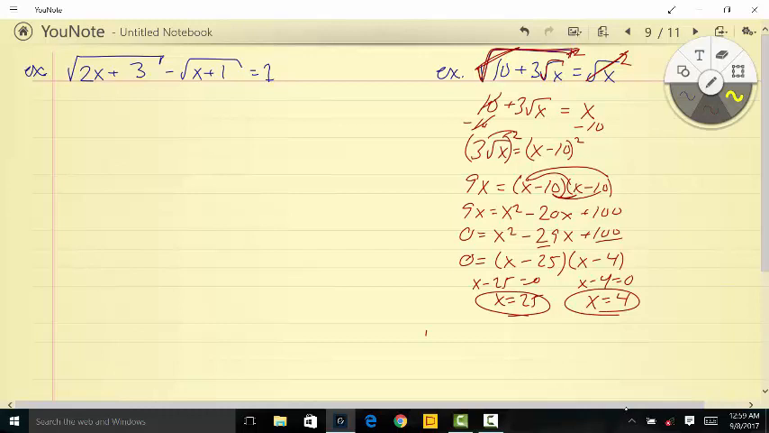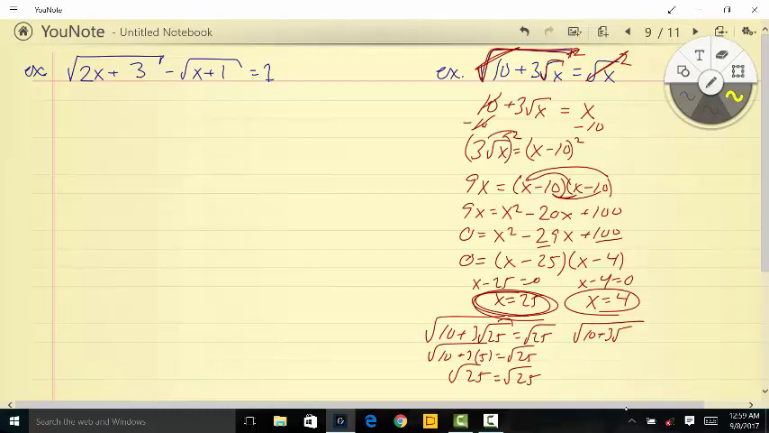Plugging these in, square root of 10 plus 3 square root of 25 equals the square root of 25. That is the square root of 10 plus 3 times 5 equals the square root of 25. That's the square root of 25 equals the square root of 25. So this one checks.